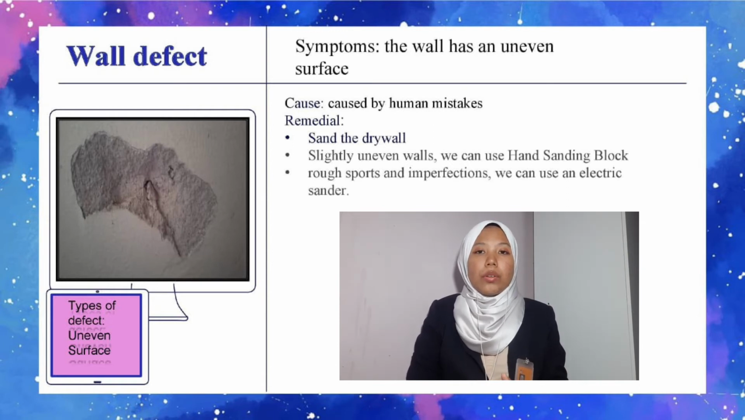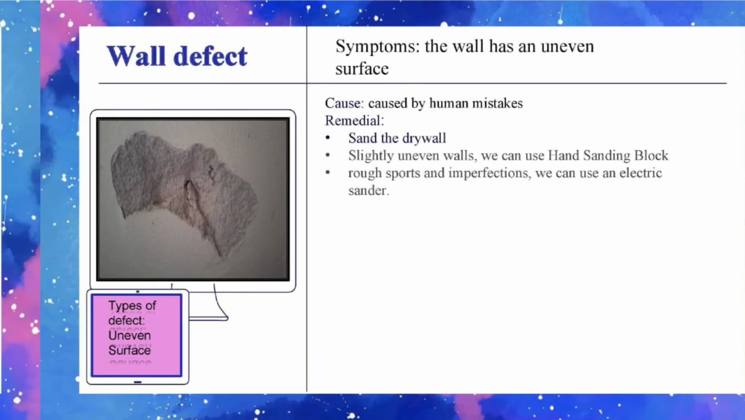So we need to sand the drywall to fix this flaw. Depending on the situation, we can use one of two types of sanders. We can use a hand sanding block to smooth slightly uneven walls, while we can use an electric sander for rough spots and defects. Electric sanders, on the other hand, can be very harmful to the wall and very difficult to use. As a result, handling an electric hand sander requires extensive preparation.